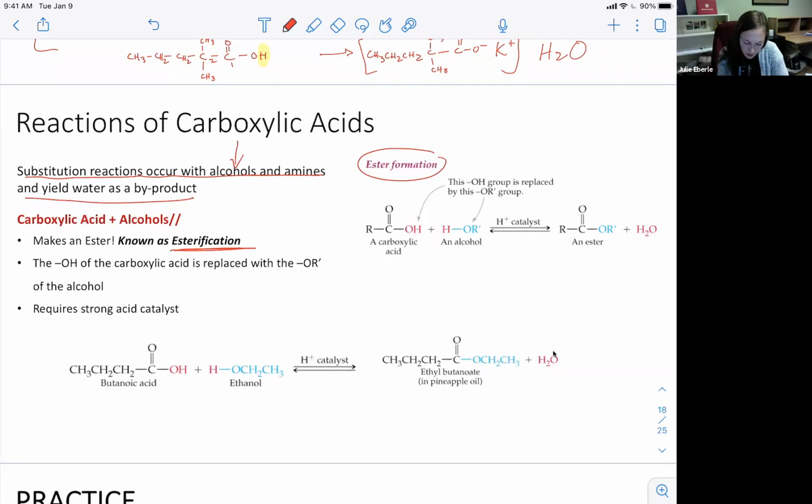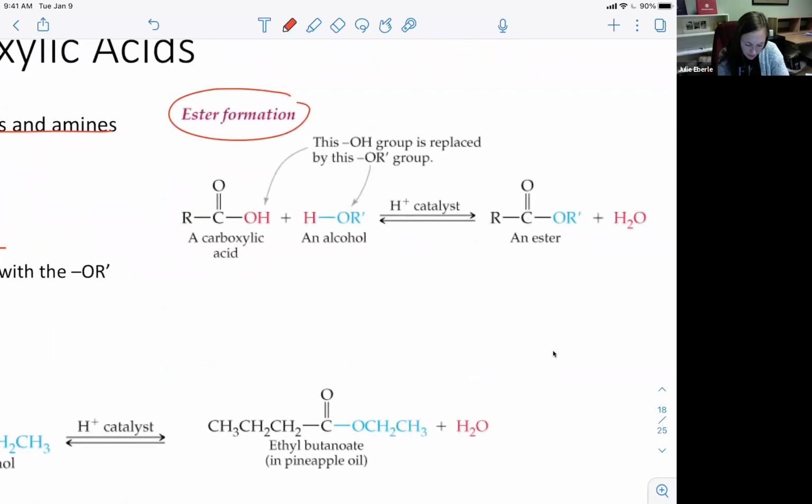Here is kind of the general picture. Here's your carboxylic acid. How do I know it's a carboxylic acid? Right here. That's my carboxylic acid, my carboxylate group. And then the other reactant, if you look closely, this is an alcohol. That R group right here could be anything. It could be CH3, it could be methanol, it could be ethanol. It could be propanol, any kind of alcohol.